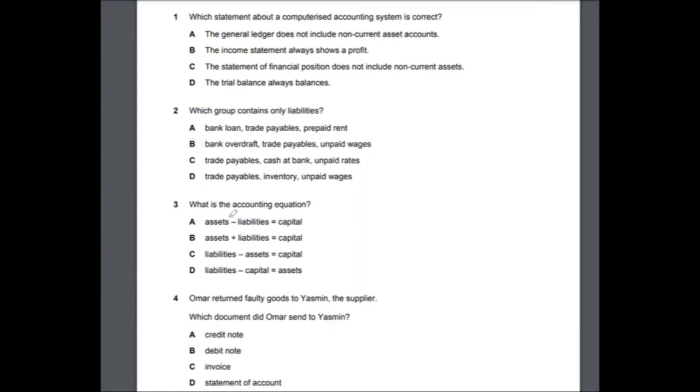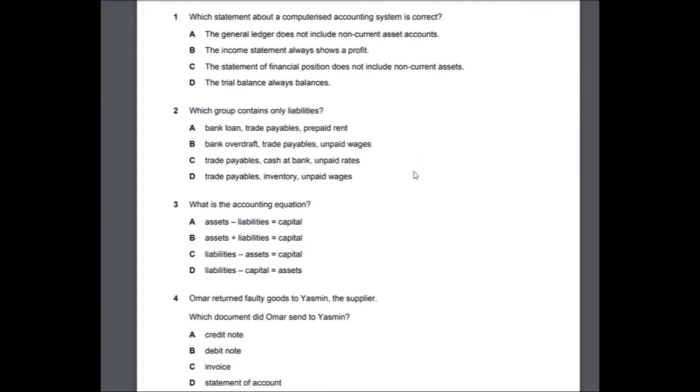Let's look at multiple choice 3. What is the accounting equation? The accounting equation, as you know, is basically assets equal liabilities plus equity, right? All you need to do is either find that exact option or rearrange the equation. If we rearrange the equation, we can clearly see that there's one available: assets minus liabilities equals capital. So the correct answer to multiple choice 3 is option A.